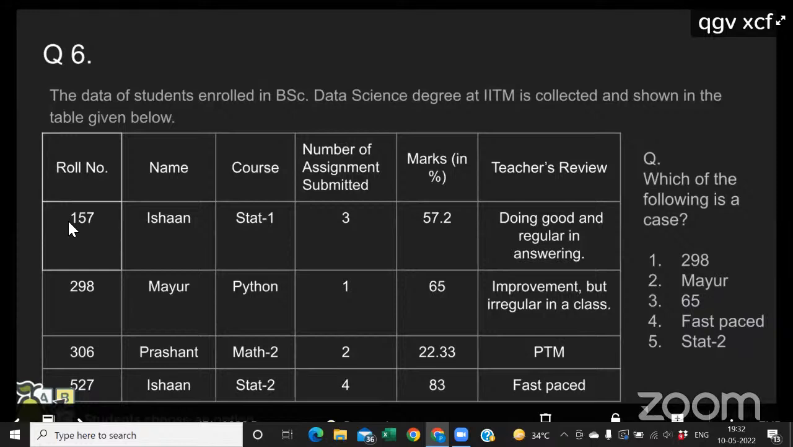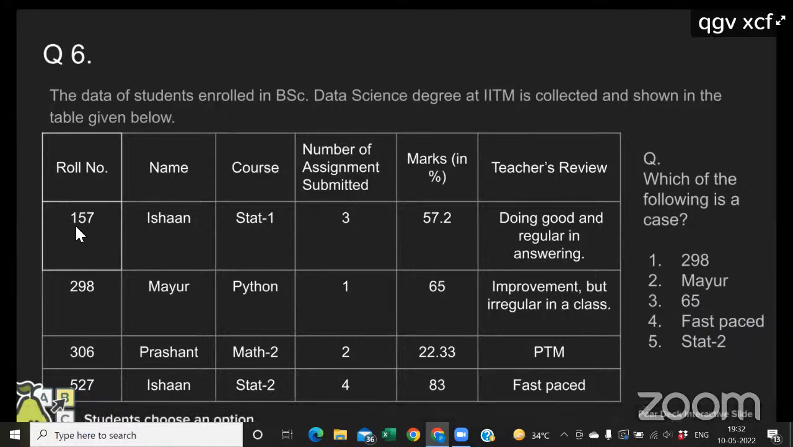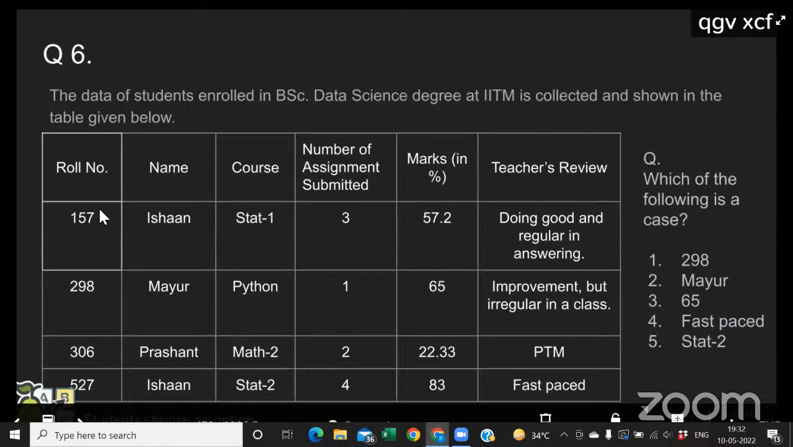Suppose there are 150 students. Roll number 157 is of student A, and roll number 290 is of student B. So roll number is unique, and for this roll number 157, all the data are collected. Student name is Isan, course is Stats 1, number of assignments submitted is 3, marks is this, teacher's review is this. For roll number 298, student name is Mayur, course is Python, number of assignments this, marks is 65, and teacher's review this.